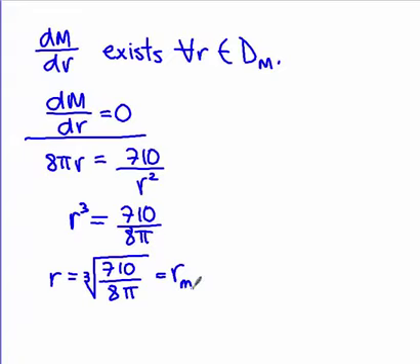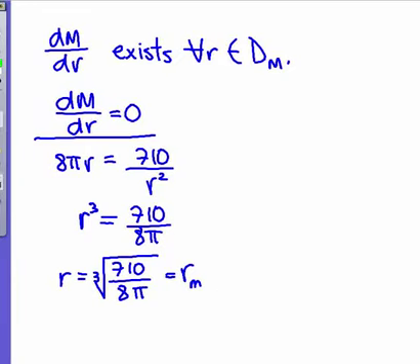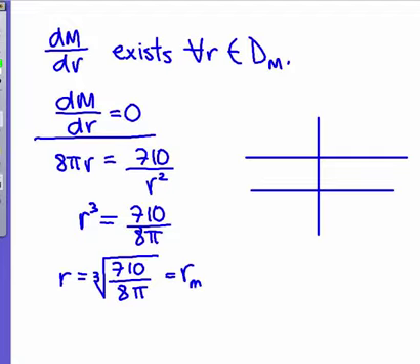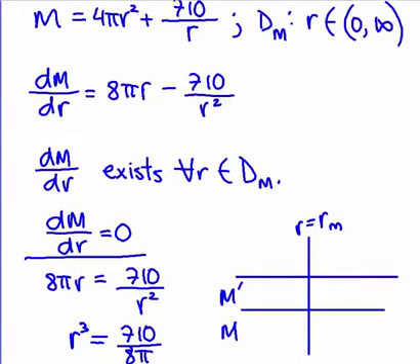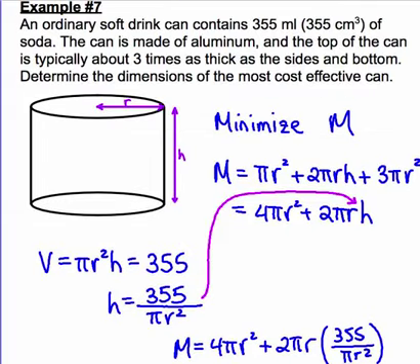And now I can look at a labeled sign chart. Just like in the last example, I want one vertical bar. I always want two horizontal bars. I'm going to label the vertical bar with my critical value, which in this case is r equals r_m. I'm interested in knowing what happens to m prime and m. And I could work out a number for this and try and substitute values in on either side, but I'm going to do the same trick that I've done a number of times, and that is to consider what happens as the radius goes off to the edges of my domain.